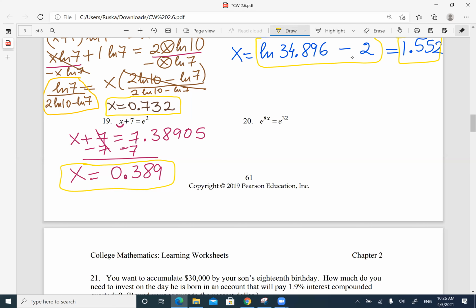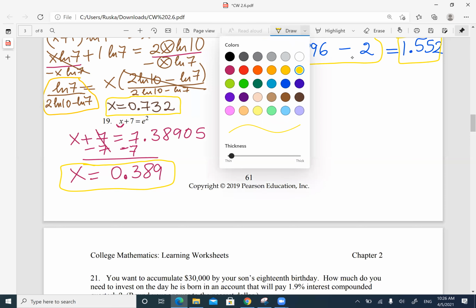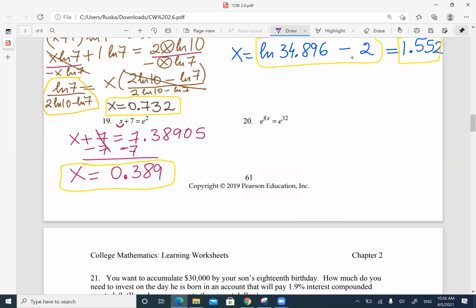Okay, now let's look at the next one. We have number 20. We have e with exponent equals e with exponent. Any ideas how to solve this? Just cross out the bases, right? They're the same. So we're going to get 8x equals 32. Divide by 8. And you're going to get x equals 4.